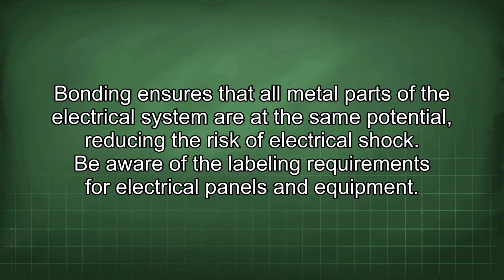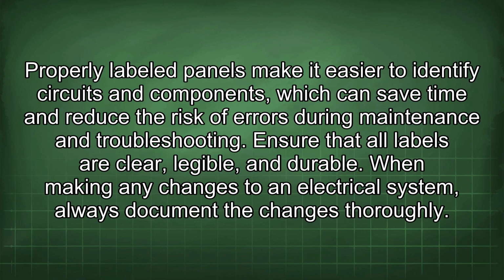Bonding ensures that all metal parts of the electrical system are at the same potential, reducing the risk of electrical shock. Be aware of the labeling requirements for electrical panels and equipment. Properly labeled panels make it easier to identify circuits and components, which can save time and reduce the risk of errors during maintenance and troubleshooting. Ensure that all labels are clear, legible, and durable.